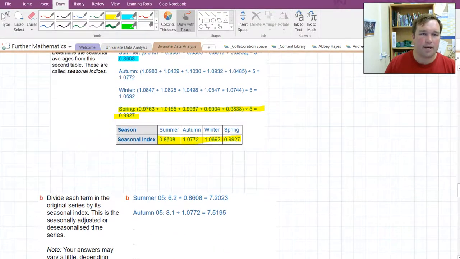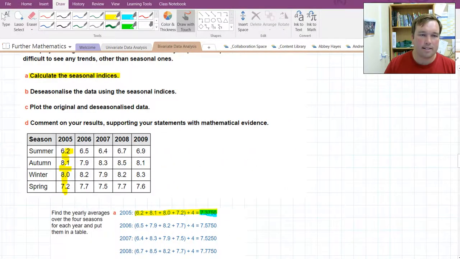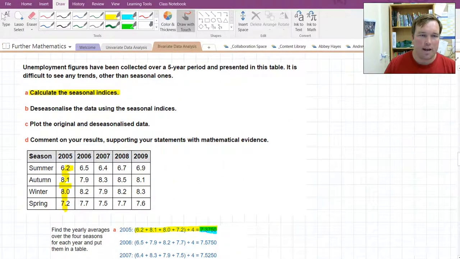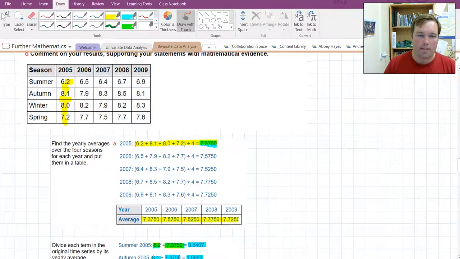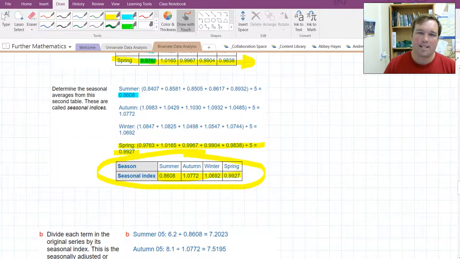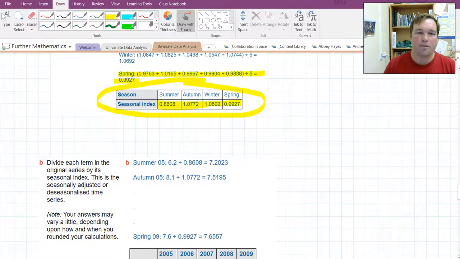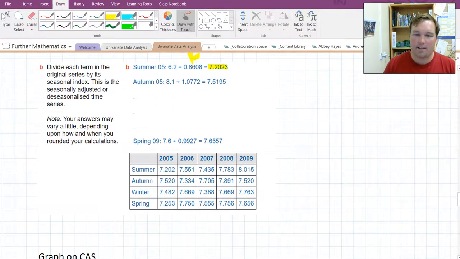Alright, now, second question was, deseasonalize the data using the seasonal indices. And from our equation above, we can find a deseasonalized figure by doing the actual figure from the data divided by the seasonal index. What we've done here is we've found the seasonal indices. So to deseasonalize the data, we do summer of 05 divided by the seasonal index of summer. The summer of 05 was 6.2. We divided by the seasonal index of summer to get this number here. So that we go through and do it to all of them, deseasonalizing the data. This here is the deseasonalized data.